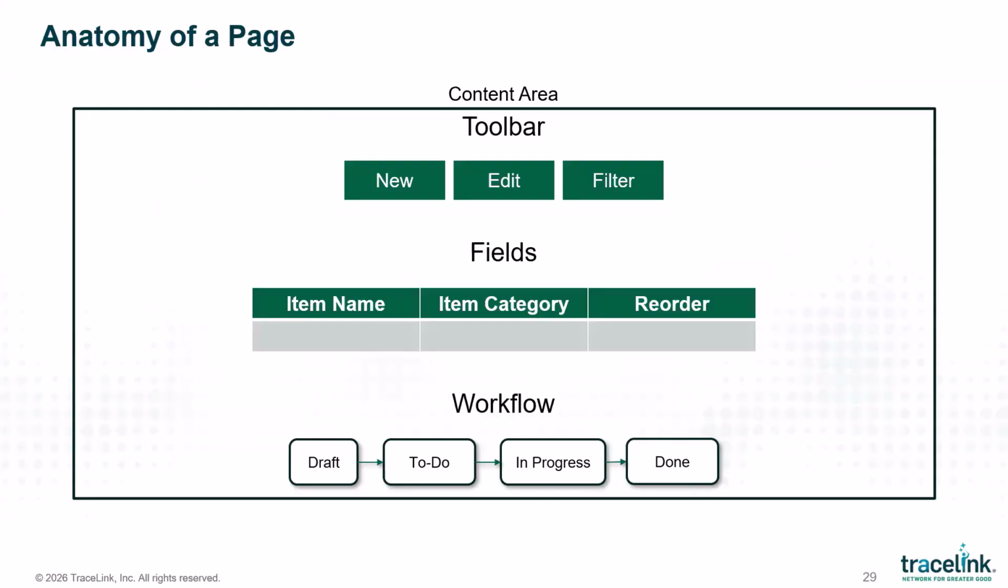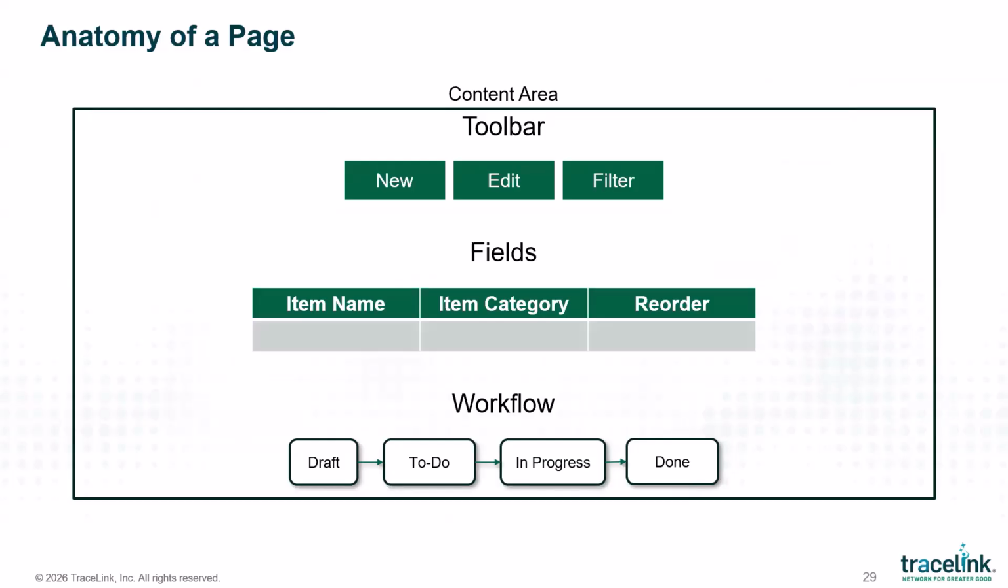Now let's dive a little deeper into the anatomy of a page. Each page has the highlighted main sections. Content area, this is where the fields are displayed. For search, the fields are presented in tabular form. For view, edit, and new, you view and interact with the fields for a business object. These content areas are organized when the pages are configured via drag and drop.